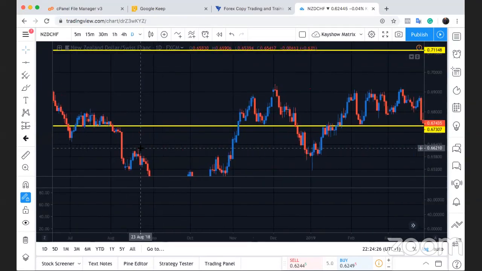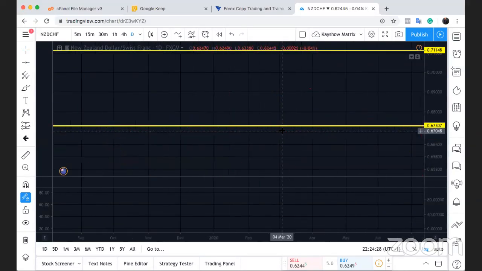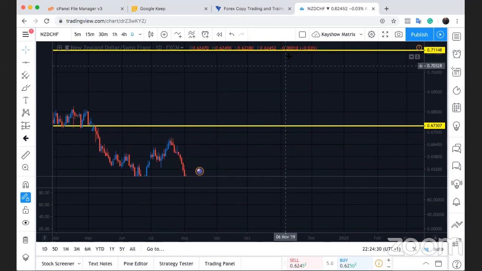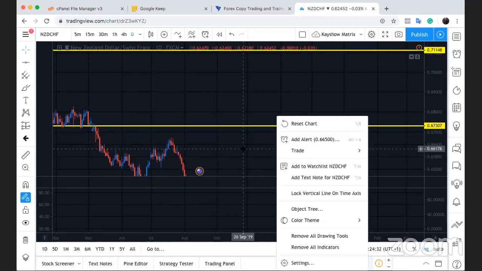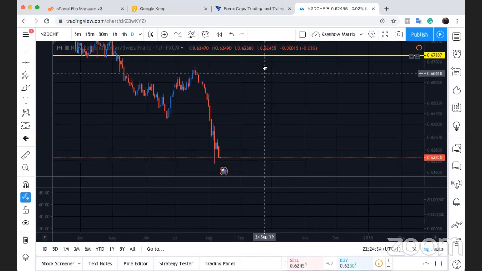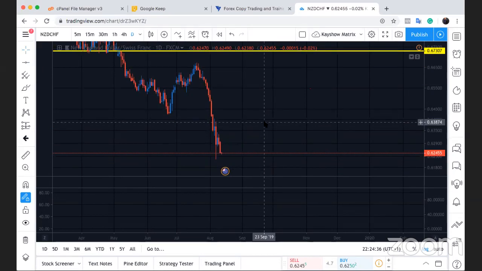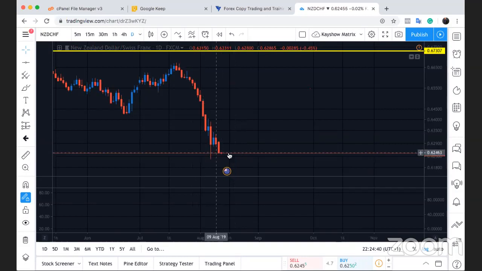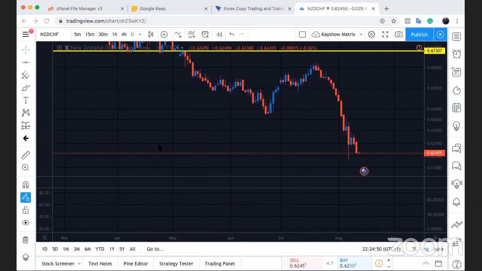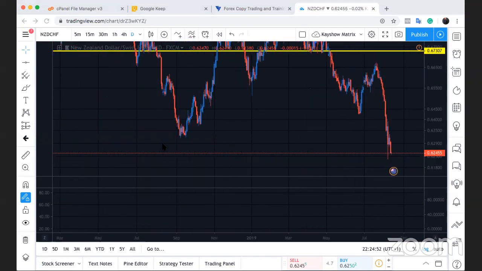So let's try and see a live scenario here. Let me move this up. You can see this is a live scenario here. I mean, this is live price. Okay, so I'm going to answer all questions when I'm done, so I don't keep going back and forth.